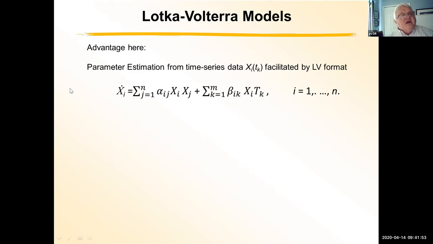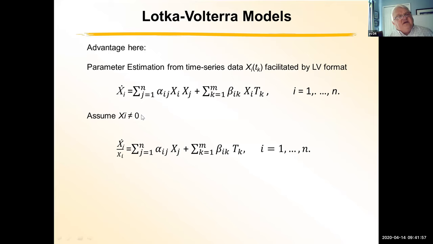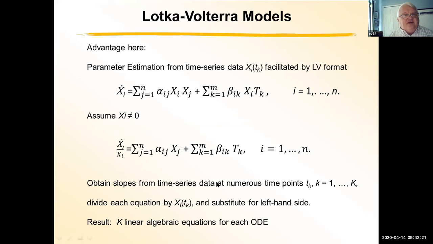Well, we can assume that the population is not zero. If that's the case, we can divide by Xi. So here's Xi, here's Xi. We can divide by it, and we get a new differential equation that has Xi dot over Xi. And here is a linear system. Now what we can do is we can take our data and obtain slopes from the time series at numerous time points. So the slopes are the xi dots at a given time point. We have the numbers xi at these time points. So we can estimate these things directly from the data. Now it's not easy to do that, but it can be done.